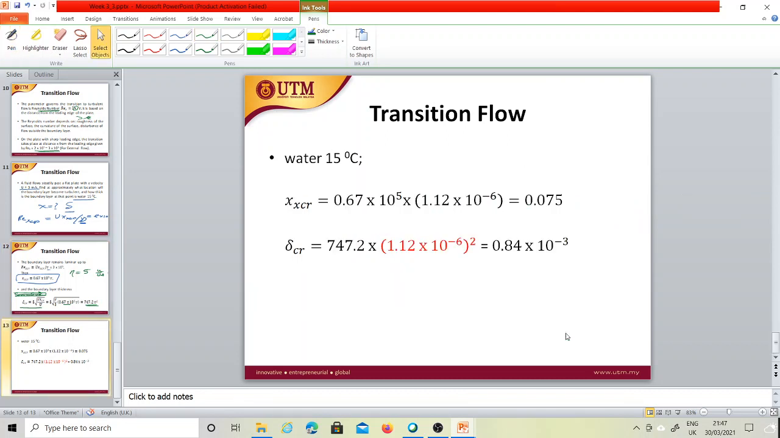So all you need to know is that x critical and the boundary layer thickness depend on the viscosity. At 15 degrees you can check on the internet. For water at 15 degrees the viscosity is this much. The fluid isn't mentioned, but in this case I think they consider it as water or any fluid. Anyway, the value should be given to you, don't worry. Whatever values you have, you just put them in and you will get the expression for x critical and delta critical values. That's straightforward. So that's all for this theoretical part.